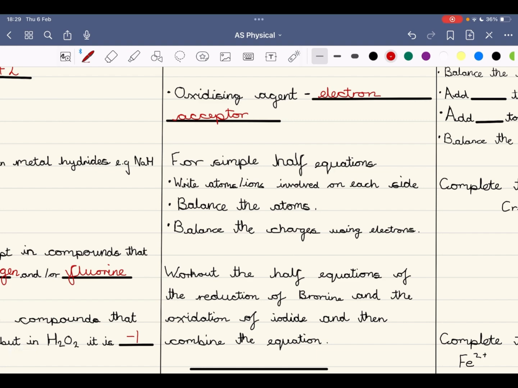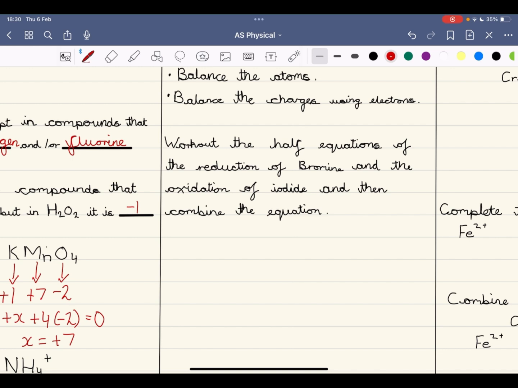So for simple half equations, you write down the atoms or ions involved on each side, then you balance out the atoms, and then you balance the charges using the electrons. So here I've said to work out the half equations of the reduction of bromine and the oxidation of iodide, and then combine the equations.